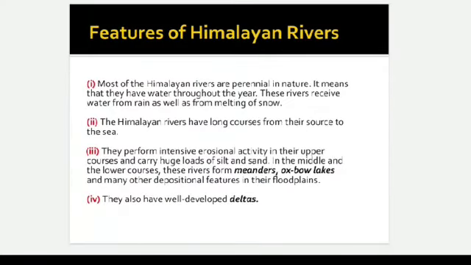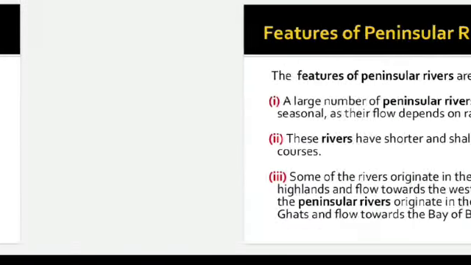Now features of Himalayan rivers. Himalayan rivers are perennial rivers. Perennial means they have water throughout the year and they receive water from the melting snow as well as from the rain. The Himalayan rivers are long rivers. They have long courses from their source to the sea. They perform intensive erosional activity in their upper courses and carry huge loads of silt and sand. In the middle courses, they develop meanders, oxbow lakes and many other depositional features. In the lower course, they develop deltas.